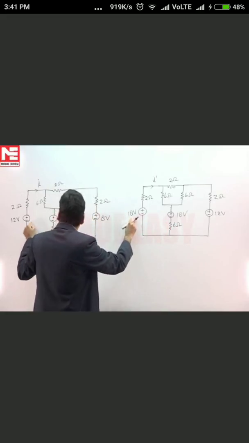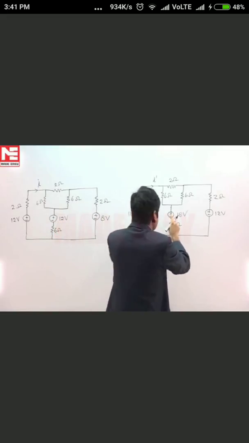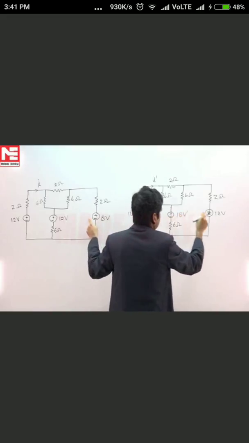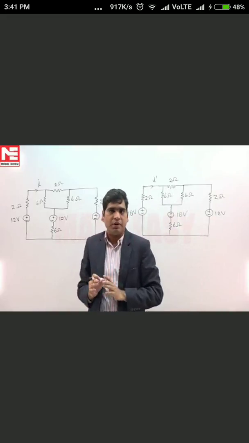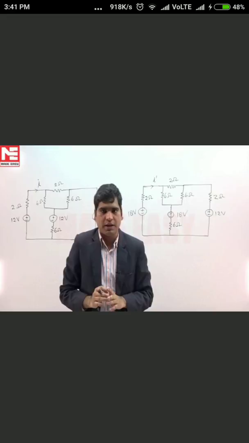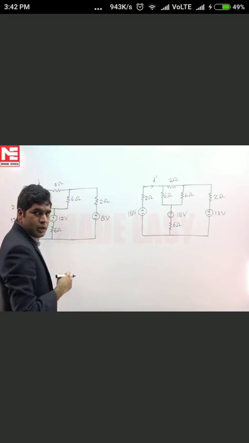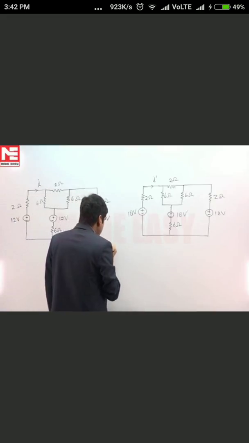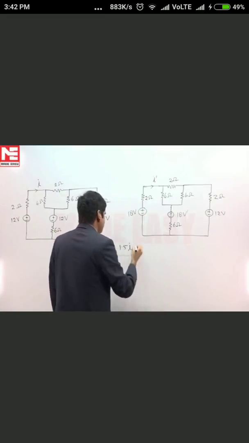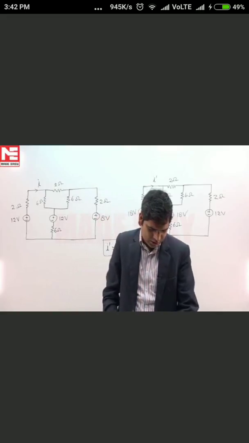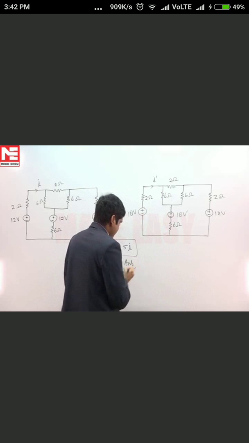Here 12 volt, 12 multiplied by 1.5, that is 18. 12 multiplied by 1.5, that is 18, and 8 multiplied by 1.5, that is 12. So all the sources have been multiplied by 1.5 and resistances are same. Then the current will also be multiplied by 1.5 by the homogeneity rule. So I dash will be equal to 1.5 I. So the relation between I dash and I is given by option C. Our answer for this question is option.